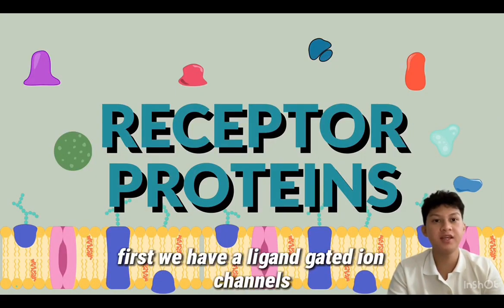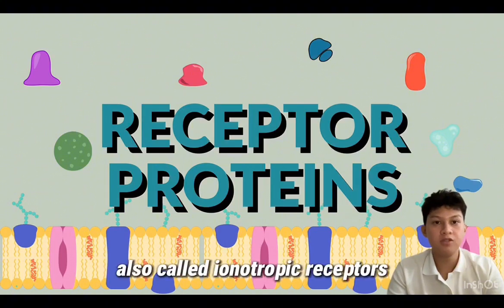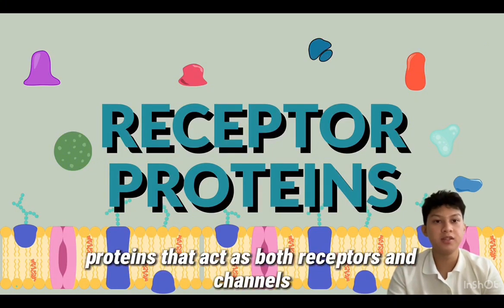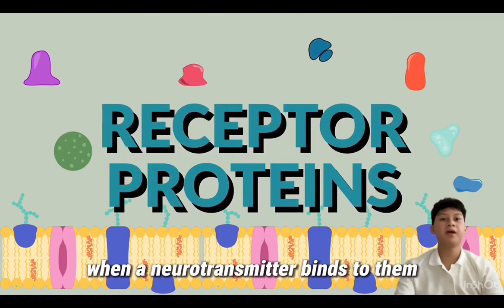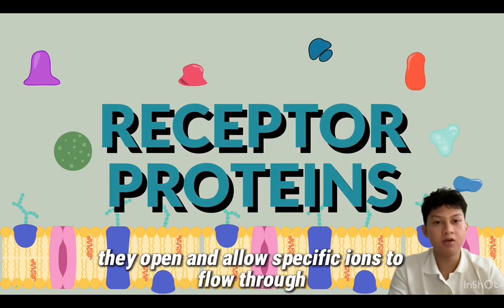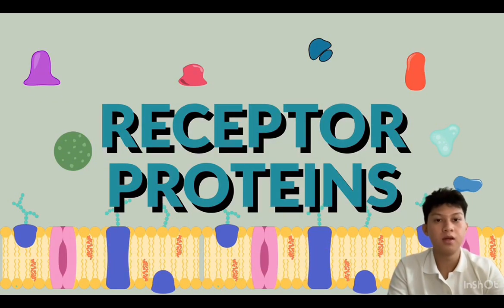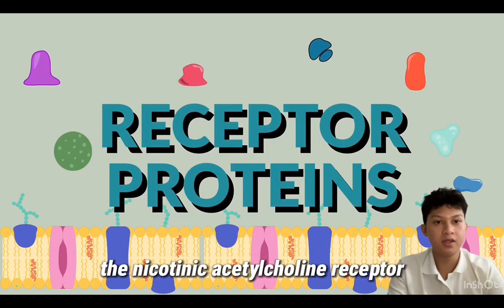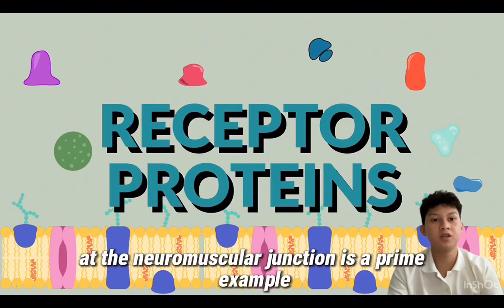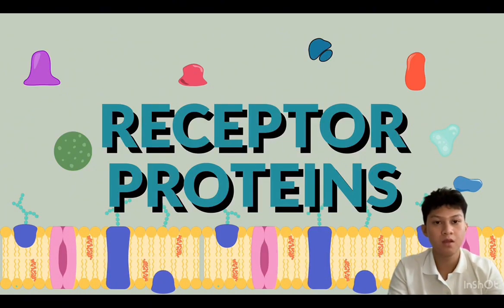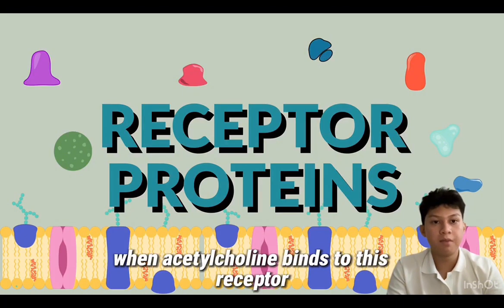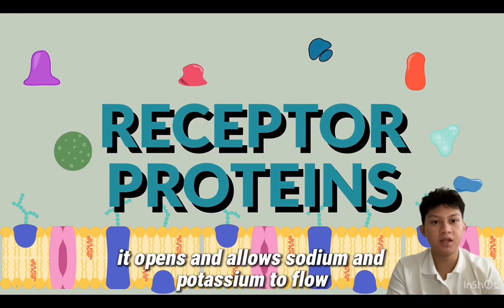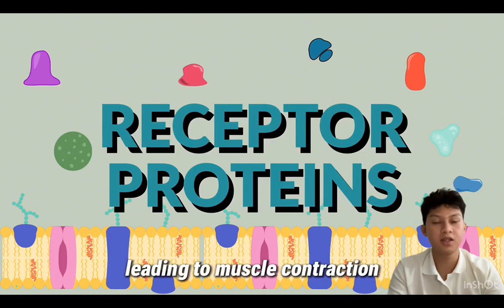First, we have ligand-gated ion channels, also called ionotropic receptors. These are dual-function proteins that act as both receptors and channels. When a neurotransmitter binds to them, they open and allow specific ions to flow through. The nicotinic acetylcholine receptor at the neuromuscular junction is a prime example. When acetylcholine binds to this receptor, it opens and allows sodium and potassium to flow, leading to muscle contraction.